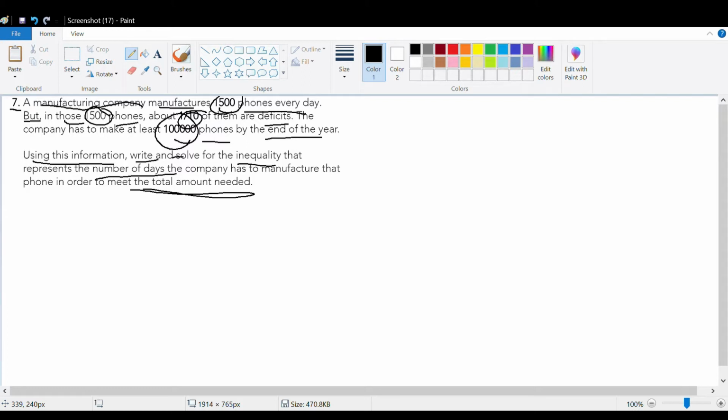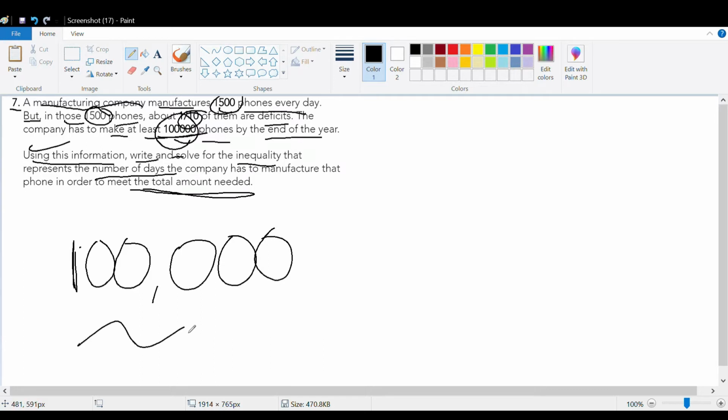We know that the company has to make at least 100,000 phones. When we say at least, it has to be greater than or equal to, because at least means at least 100,000. It can be more, but at least 100,000. So if we write 100,000, this is the amount that we need for sure. That's why they say at least.